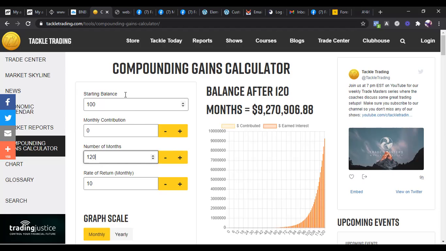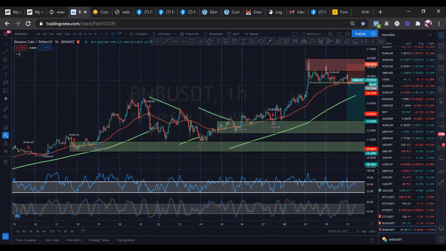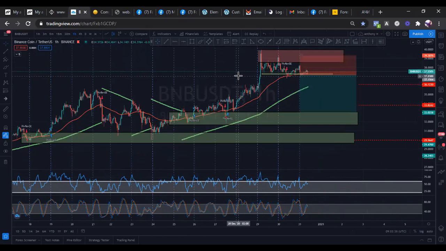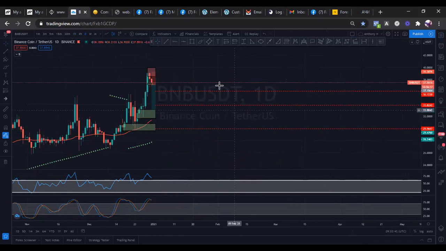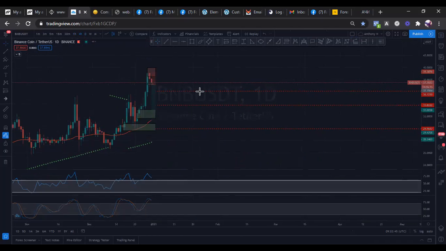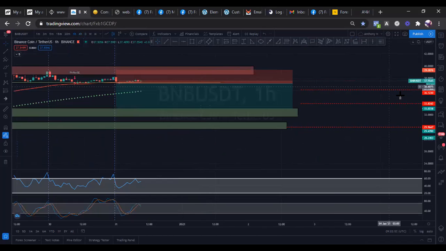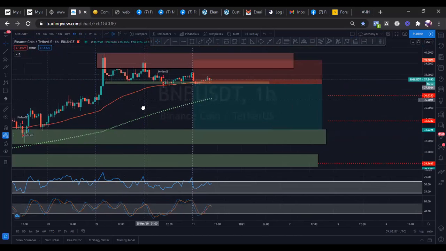You can also use your TradingView app. I use my TradingView app with the same trading style as my indicator. I marked out my daily support and resistance, my 4 hour support and resistance, and my 1 hour support and resistance. I place my trade on the 1 hour.